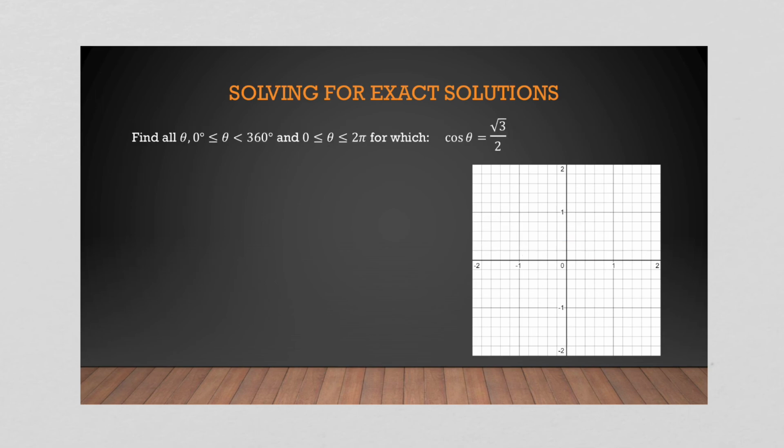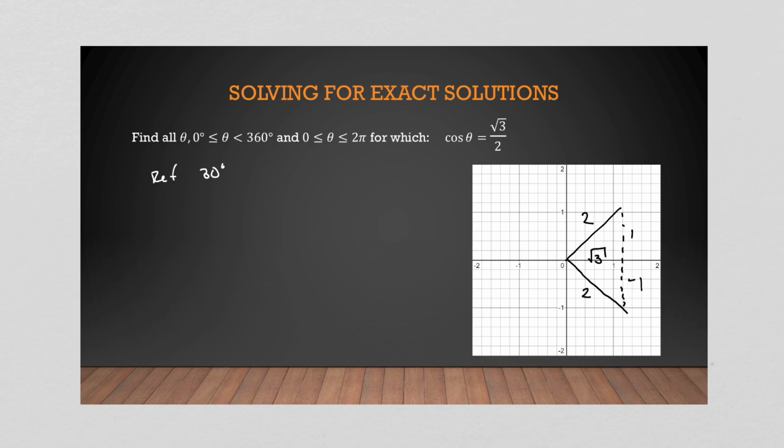So another one. Find all theta between 0 and 360 and 0 and 2 pi. So we're going to have multiple solutions here, where cosine is equal to root 3 over 2. So cosine is positive in both Q1 and Q4. So we're looking at this. We have this kind of makeup. And cosine is root 3 over 2. Well, 2, 2, and then this is my root 3 value here, which means I have 1, negative 1 for my y values. But what that tells me is that my reference angle is 30 degrees.